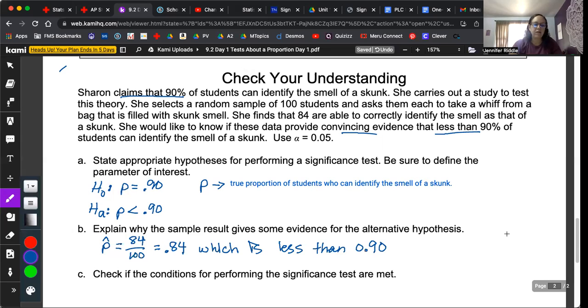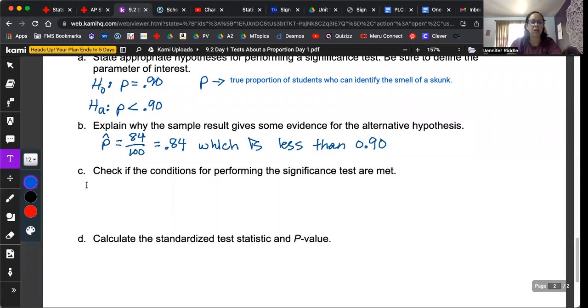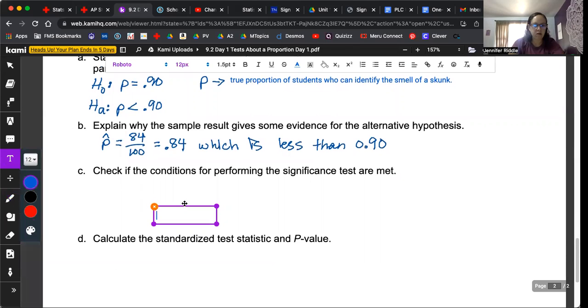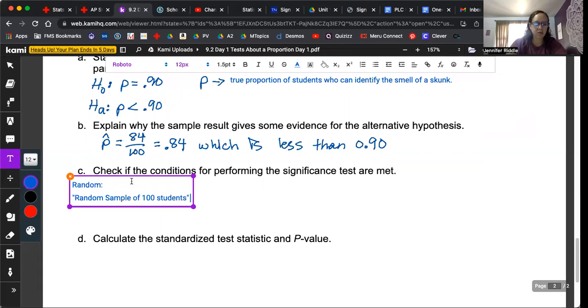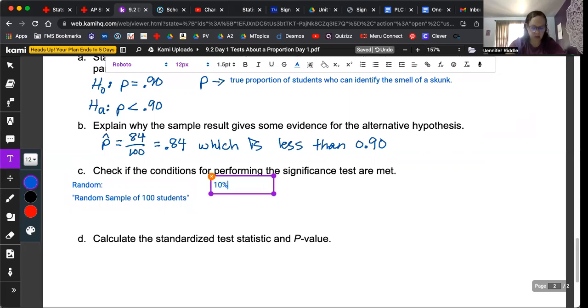Part C, check if the conditions for performing the significance test are met. So remember, we have 3 conditions to check. We have our random condition, and in the problem, it says that we have a random sample of 100 students. So we've met that condition. Our next condition is the 10% condition, which says that our sample size, 100, has to be less than 1/10 of all students, which definitely fits.